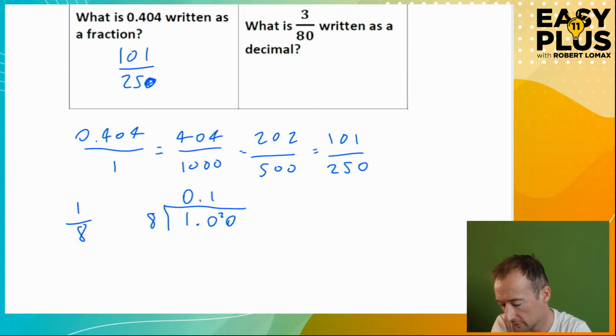How many times does 8 go into 20? It goes in 2 times, but there's a remainder. We need another 0. Okay, what's the remainder? It's 4. So 8 goes into 40 5 times.